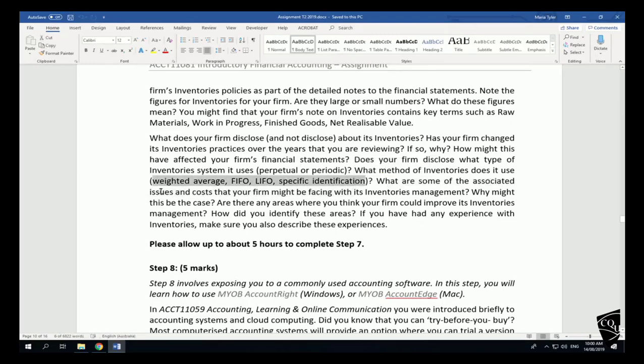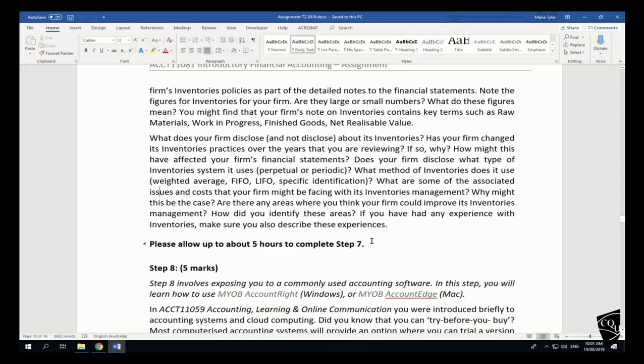What are some of the associated issues and costs that your firm might be facing with its inventory management? Why might this be the case? Are there any areas where you think your firm could improve its inventories management? How did you identify these areas? If you have had any experience with inventories, make sure you also describe these experiences.